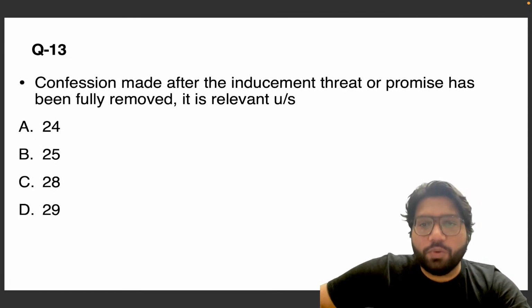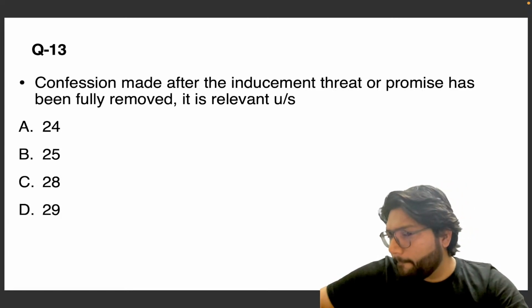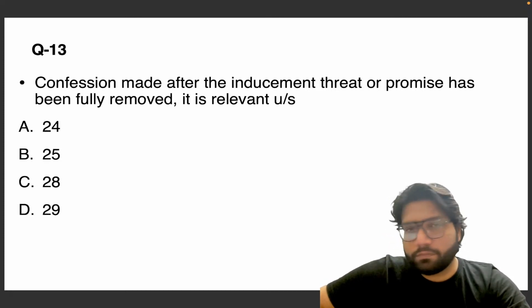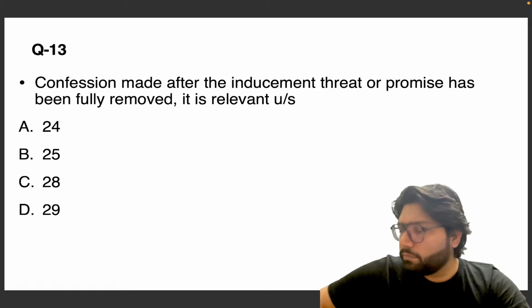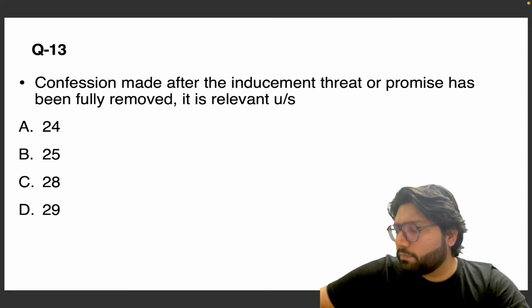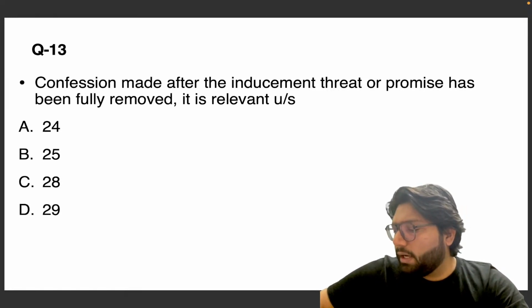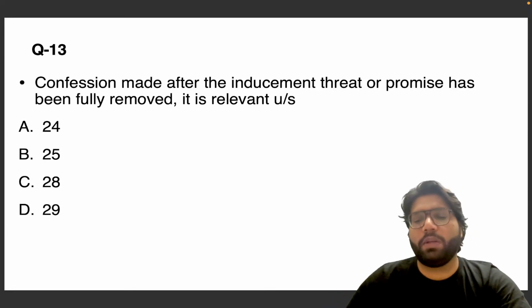Confession made after inducement, threat, or promise has been fully removed. It is relevant under section. First one to answer correctly, Sapna, followed by Amit and Shivani. C is the correct answer, students. This is basically talking about section number 28.